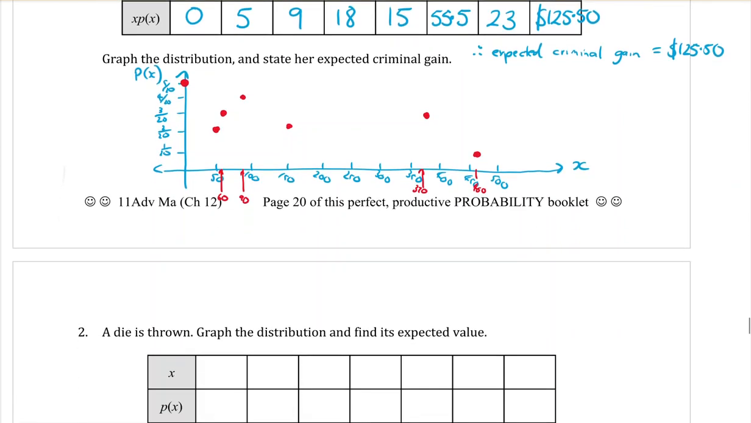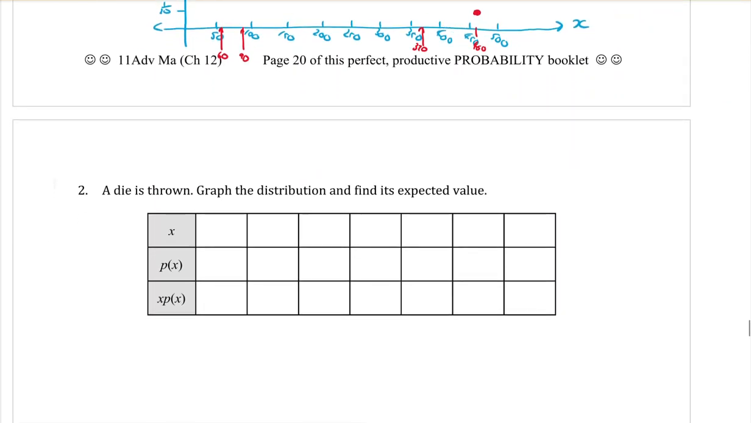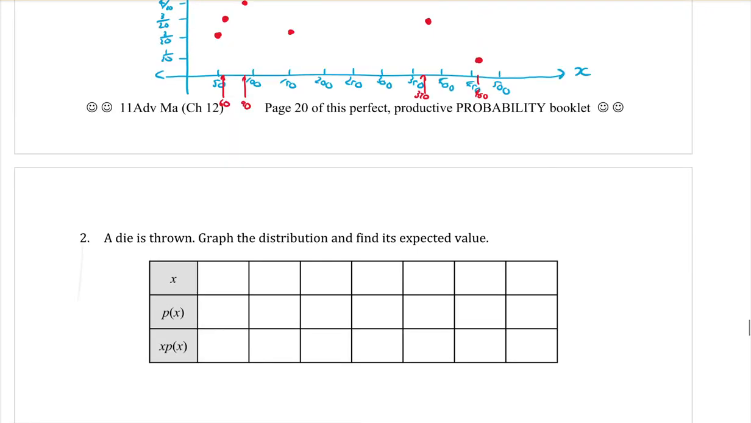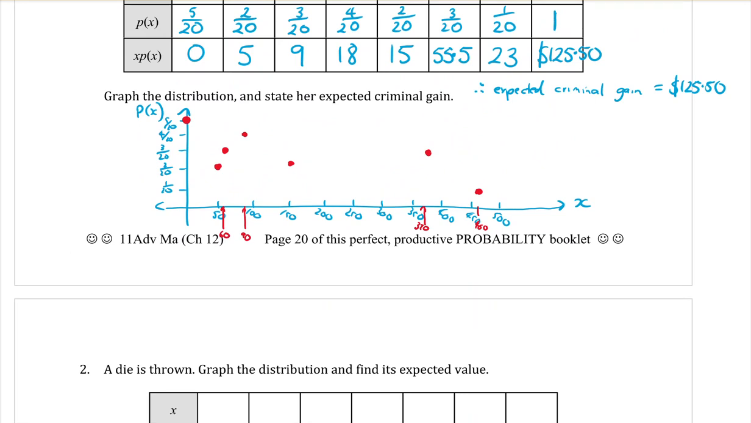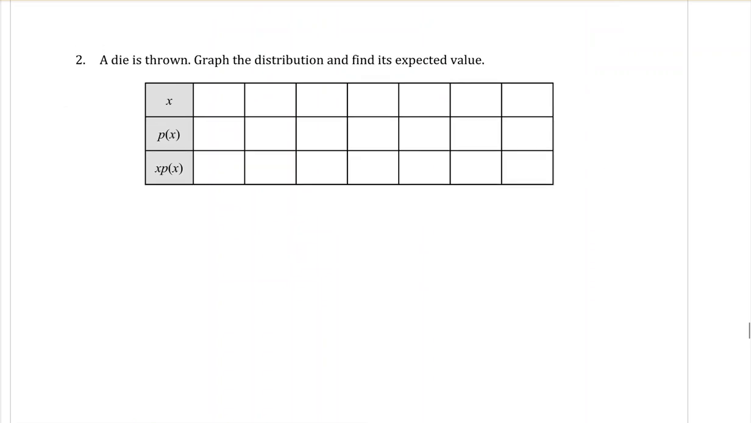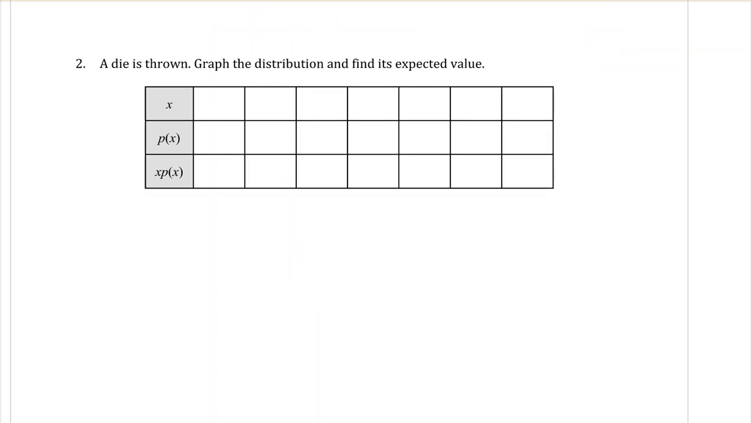Next page, we have one more here to do. A dice is thrown. Yeah, what's up? What is drawn on this side? What is drawn on this side? Yeah, the y. This is the probabilities, these numbers here. Oh, okay. Yeah, probability. Okay. A die is thrown, graph the distribution and find its expected value.